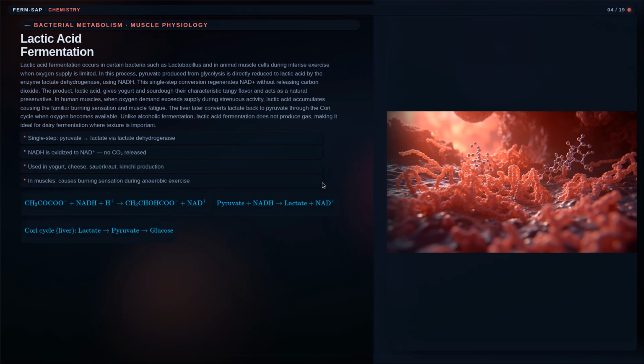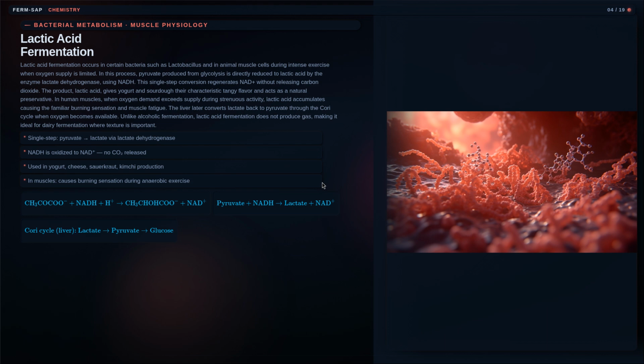Lactic acid fermentation occurs in certain bacteria such as lactobacillus and in animal muscle cells during intense exercise when oxygen supply is limited. In this process, pyruvate produced from glycolysis is directly reduced to lactic acid by the enzyme lactate dehydrogenase using NADH. This single-step conversion regenerates NAD+ without releasing carbon dioxide. The product, lactic acid, gives yogurt and sourdough their characteristic tangy flavor and acts as a natural preservative.